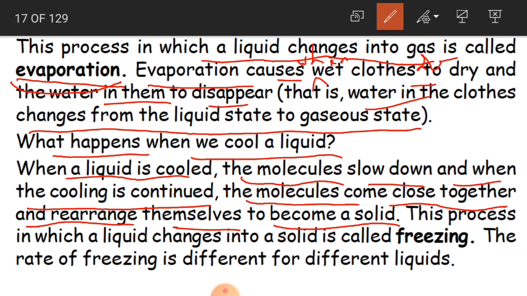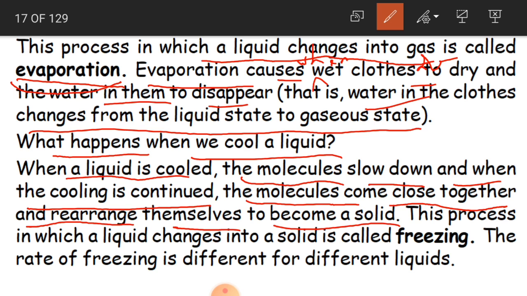So when it is cooler, the molecules are going to come close together and form a solid. Normally, children, in winters, a very simple example I am giving you: when we feel very cold, what happens? We take our hands and our legs very close to our body. We wear sweaters and sit very close, in a tight position.